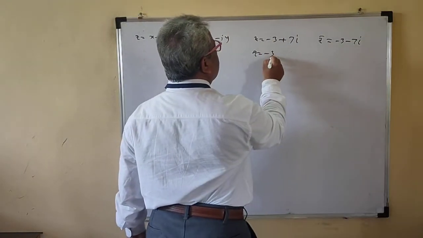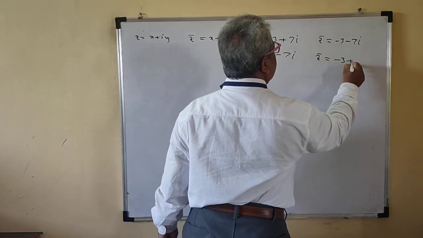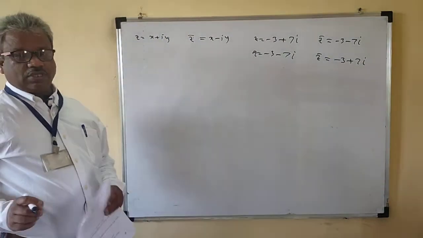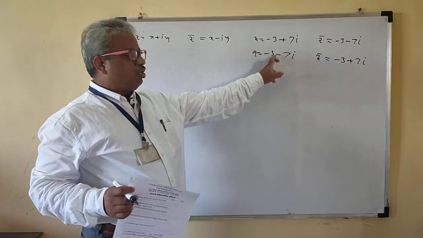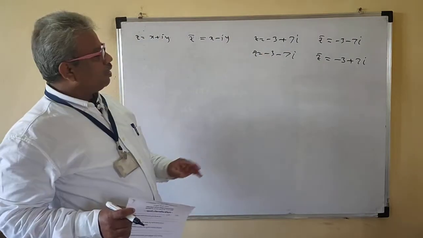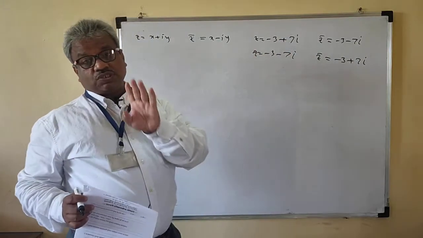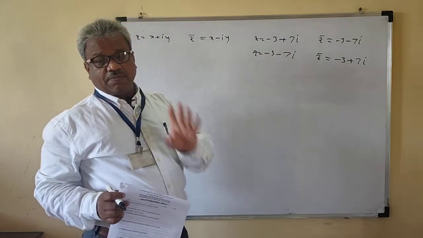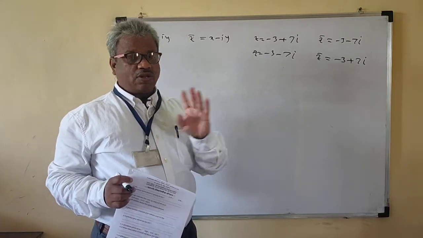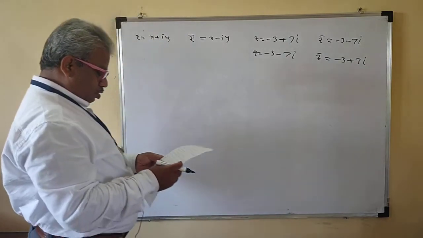Suppose your z is −3 − 7i. Then your z bar is −3 + 7i. You replace i by −i. No need to change the sign of the real part. You only have to change the sign of the imaginary part: if it is minus, it becomes plus, and if it is plus, it becomes minus. The imaginary part means the coefficient of i, and the real part means the term which does not contain i. So remember that.